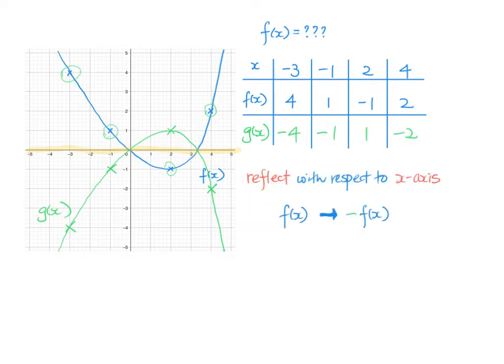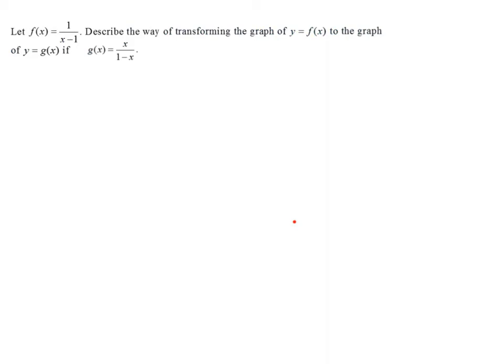So in general, if I'm reflecting a function with respect to the x-axis, your y will become negative y. So basically you just add a negative in front of the whole function. So for this example, f of x equals this. We have to describe the transformation to go from f of x to become g of x. So just like last time, we have to rewrite g of x in terms of f of x. Then we'll see what else is added.